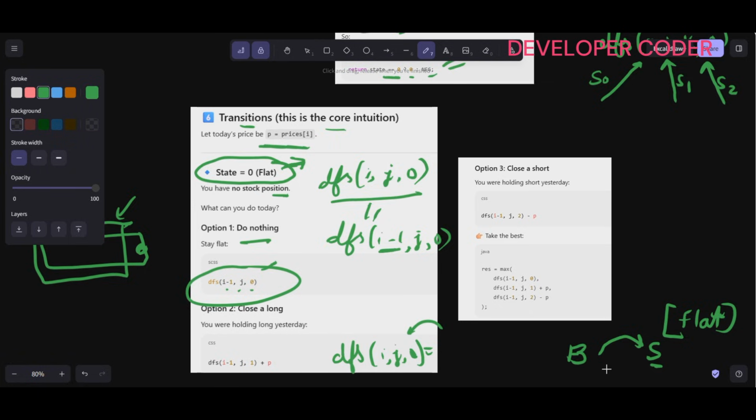If, in the previous state, you have something, you buy. So that's it, because I can write DFS of i minus 1, previous state, you have something, right? So if you have something, buy to sell, that simply means long, right? And long is nothing but 1, I'm saying, right? So 1, and you are selling it. You were holding long yesterday, right? So in this you have to add the profit, okay? The profit you are going to make.